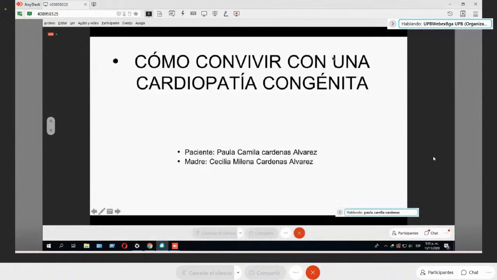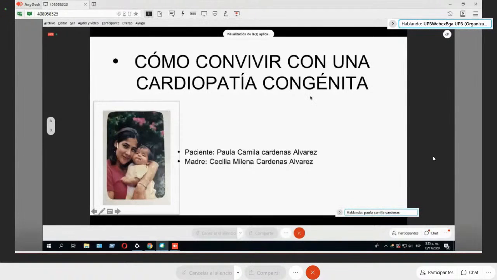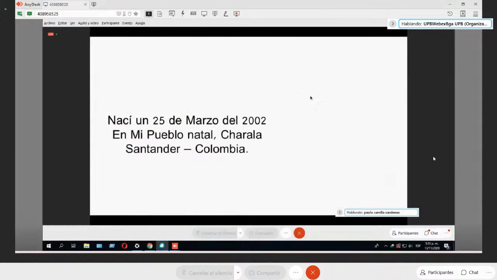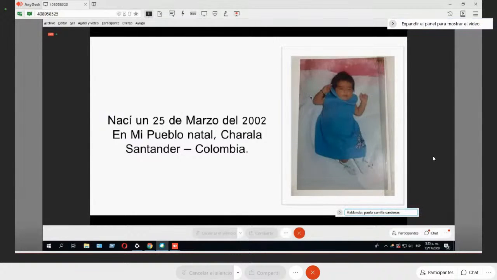Paula was born on March 25th in the town of Charalá, Colombia, in a very underfunded hospital. When she was born, she was not diagnosed with her cardiopathy. She was born in 2002. When she was 1 year old, we thought she was all well.